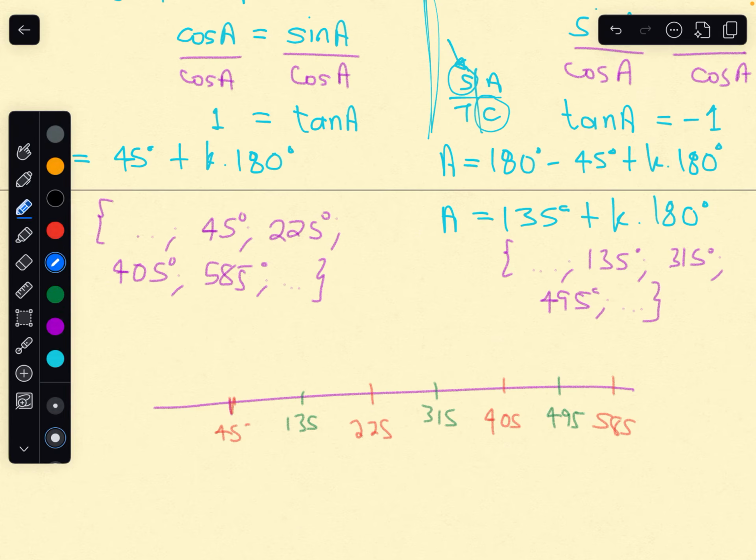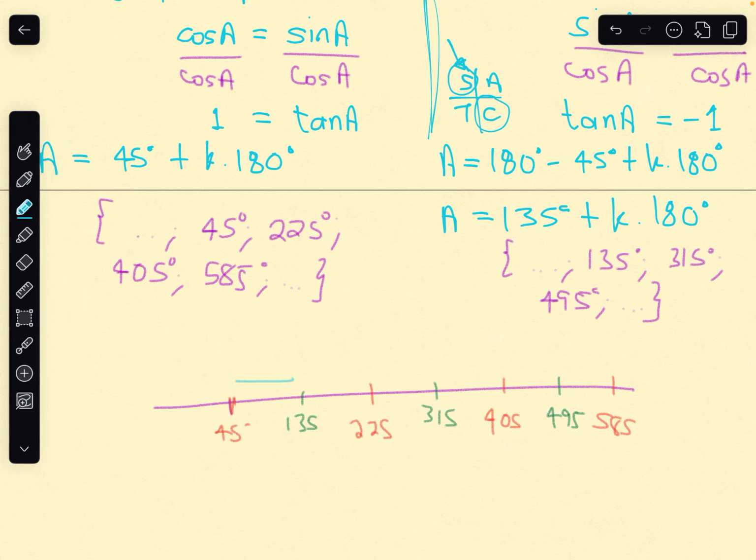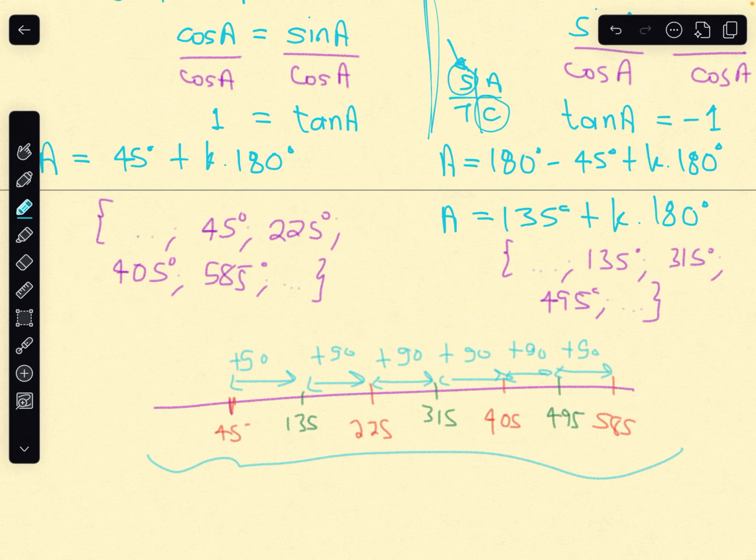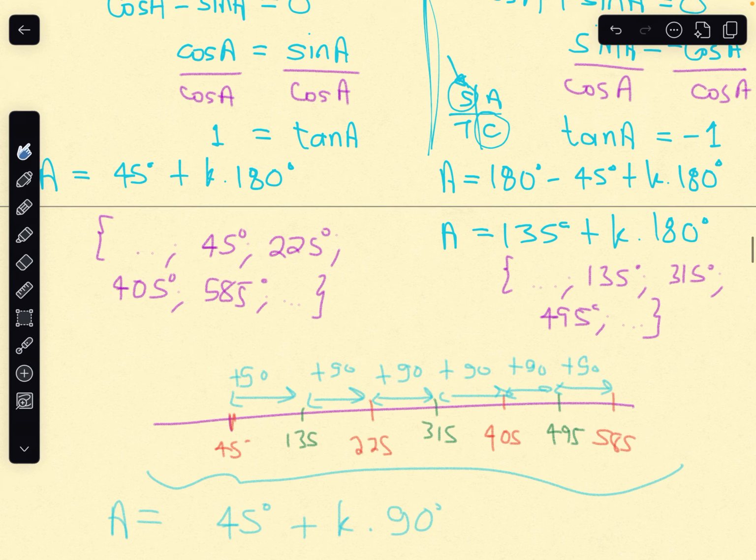And if you look at the gap between these, this is 90, right? From here to here is another 90, from here to here is another 90, from here to here, you guessed it, is another 90. From 405 to 495, you're adding 90 again. From 495 to 585, you're adding 90 again. So if you combine these solutions, this is just the same as A is equal to 45 plus k90, which is the solution that we found first.